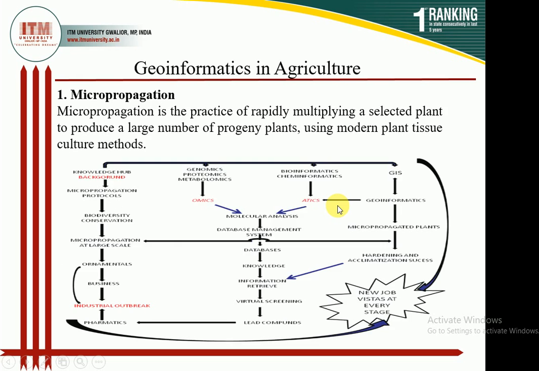In agriculture, geoinformatics is used in various ways, such as cultivation and propagation of plants. This is a symbolic picture; it does not represent micropropagation. What is micropropagation? It is nothing but multiplication of a selected plant to develop more and more progeny with better quality and better features, in a well controlled condition in a tissue culture lab.